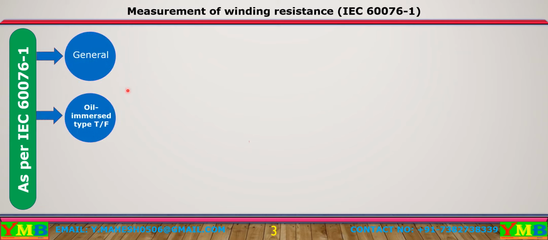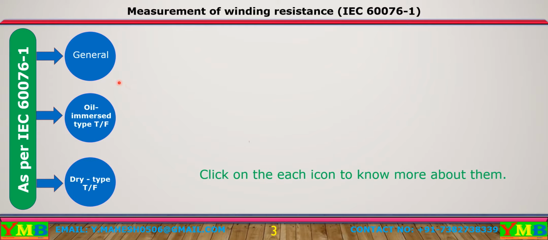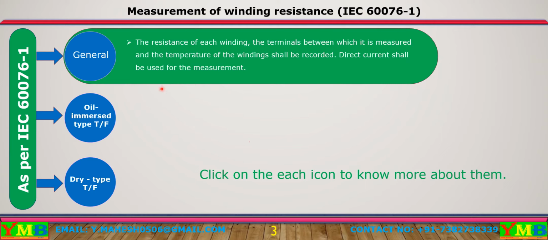About measurement of winding resistance, IEC 60076 Part 1 mentions 3 points. 1. General. 2. Oil immersed type transformer. 3. Dry type transformer. We will go in detail. General: by using DC current, we measure the resistance of each winding. The terminals between which it is measured and the temperature of the winding shall be recorded.